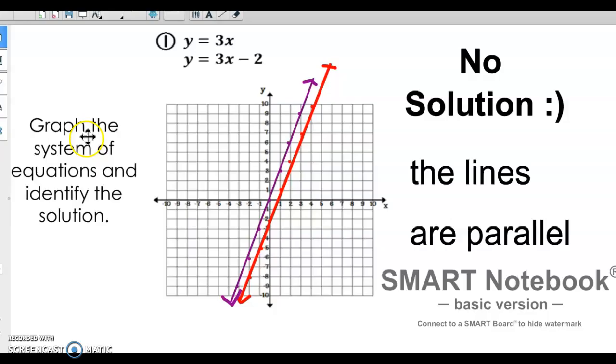Oh no, software crashed, so I'm going to try to pick up where I left off. I think I was talking about the slope of parallel lines.